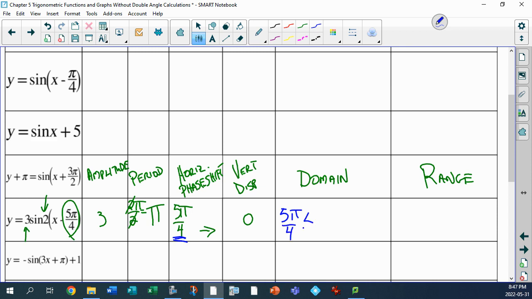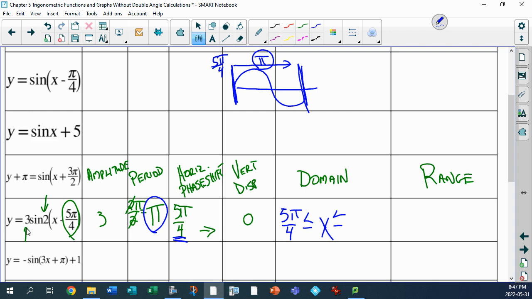Cool. Oh, and that's the next value. Okay. Like that. But my question is, where do we end? Remember, it's based on the period. So if this guy cycles up and down, it ends whatever this period is. It starts here on the phase shift of 5 pi over 4. It ends by adding the period to it.